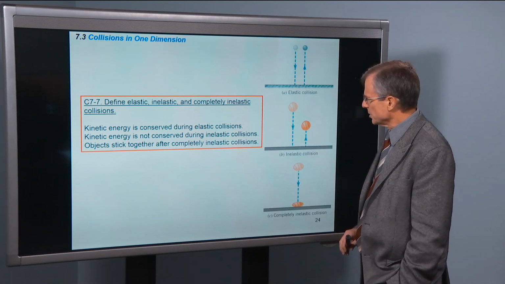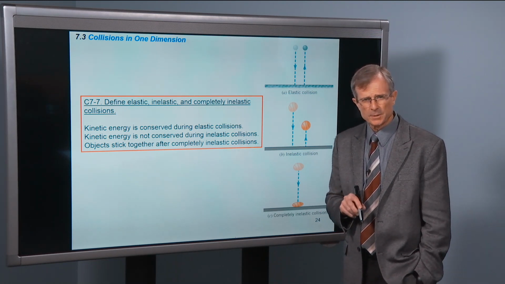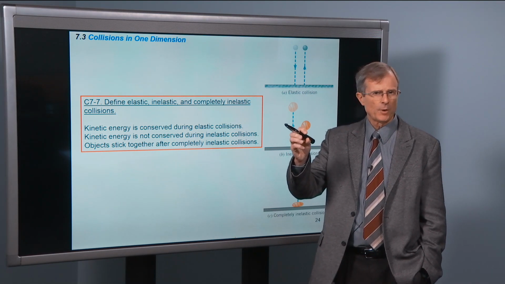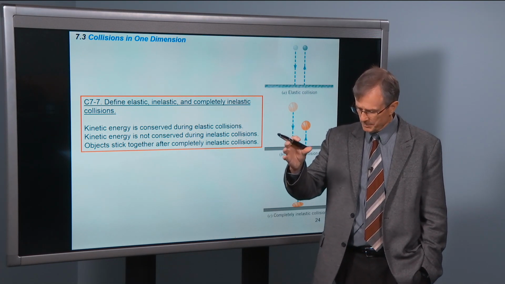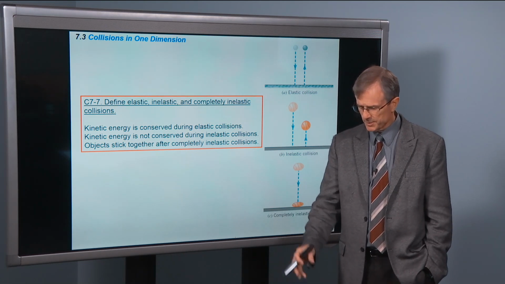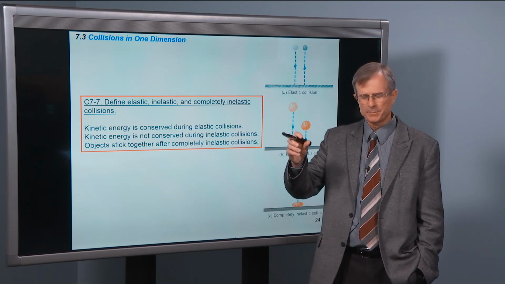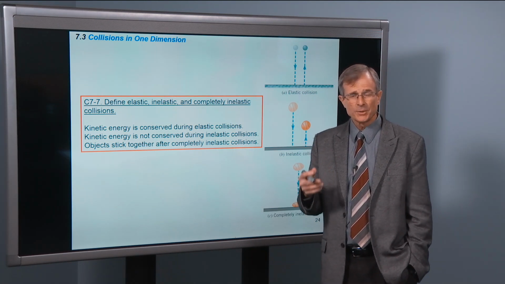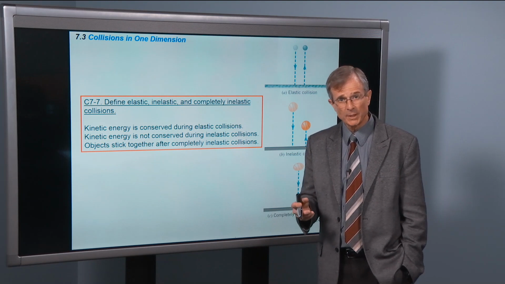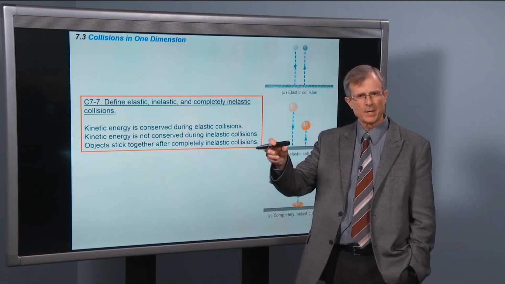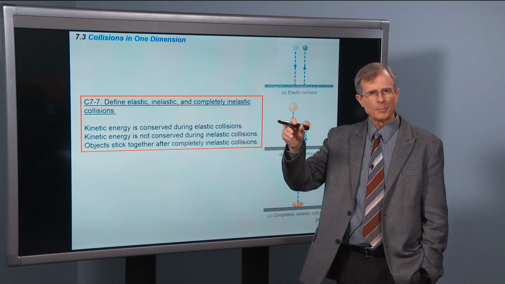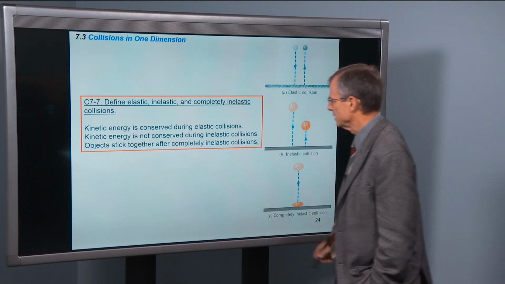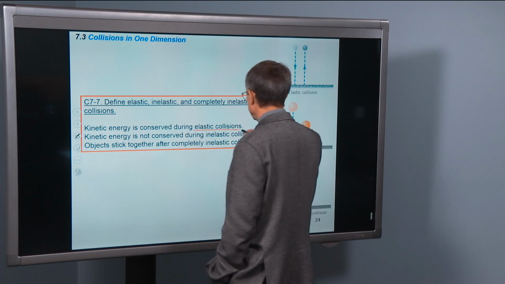Kinetic energy is conserved during elastic collisions. So that's the case of the ball, the black ball that I dropped first in the demo. Dropped it down, it hit the surface, came back almost all the way to the top. So it wasn't actually elastic, but it was pretty close. The ball came up almost to the same height as before. If it had come up all the way to the top, it would have been what's known as an elastic collision.